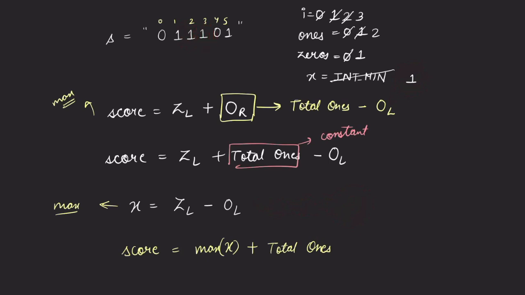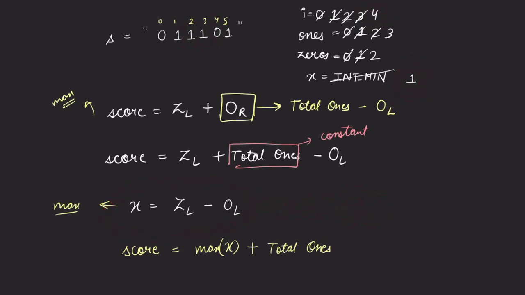At index 3, we have a 1, so the number of ones will become 3 now. This equation will be 1 minus 3, that is minus 2, which is less than x. So now we'll move to i equals 4. At 4, we have a 0, so the number of zeros will become 2. So this equation will be 2 minus 3, which is minus 1, which is less than 1, so x will remain as is, right? And now since we are at i equals 4, we will stop, right? So now we have got the maximum value of x, which is 1, right?